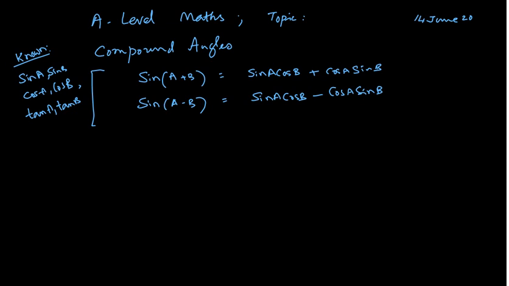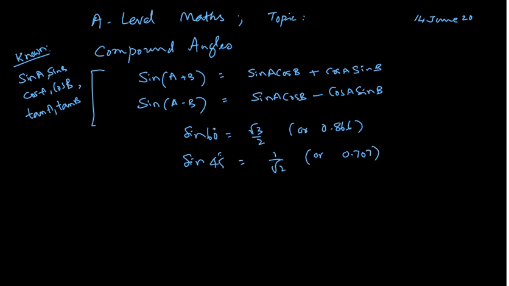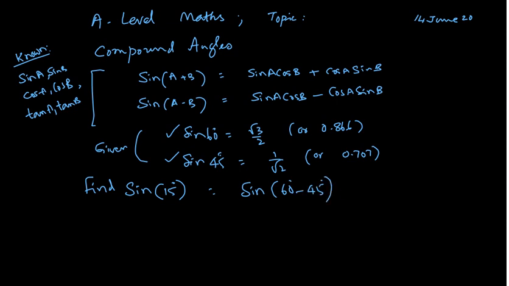For example, let's suppose we know sine 60 is root 3 over 2, or 0.866 in the calculator, and we know sine 45 is 1 over root 2, or 0.707. We know these two values, but we need to find sine 15 degrees. So we use the formula sine 60 minus 45, and of course if you feed it into the calculator, you will get the sine 15 value.